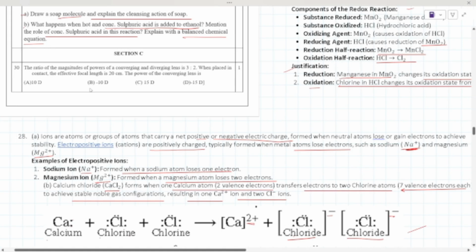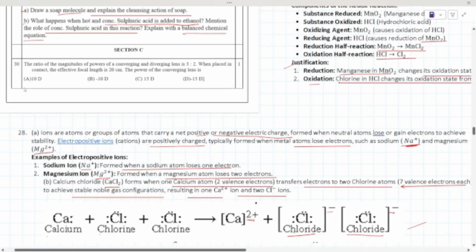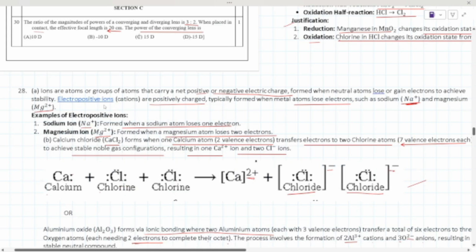No doubt. Okay. Now let's see the next section, that is section C. Here a few questions are left, I think only 9 questions. So the ratio of the magnitude of power of a diverging lens when placed in contact, the effective focal length is here. The power of the combination, here we have to find it.